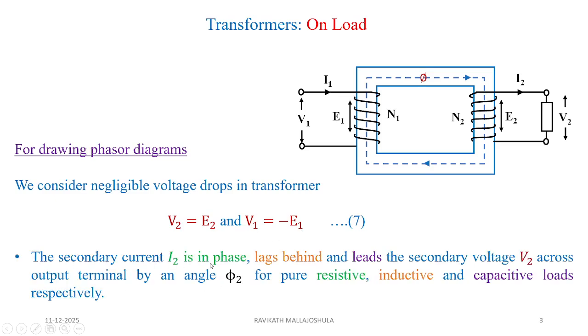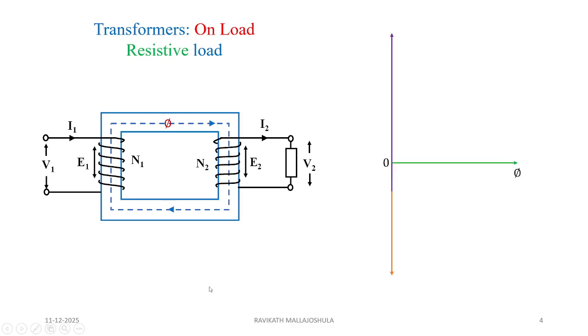And the secondary current is in phase with, lags behind, or leads the secondary voltage V2 across the output terminals by an angle phi 2 for a pure resistive, inductive or capacitive load respectively. This is what we have seen in our past class. And we have also seen the phasor representation under resistive load. You can see a flux diagram, and E2 is equal to V2, V1 is equal to minus E1, and I2 is in phase with V2.